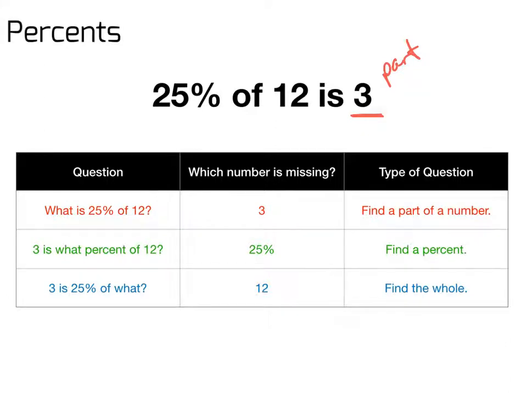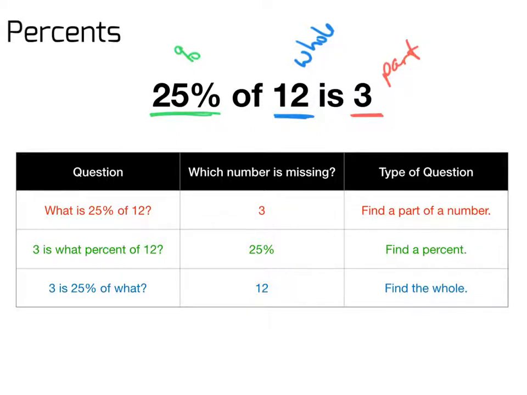The next question that could be asked is, 3 is what percent of 12? What you're trying to find is this: the question may look like 3 is what percent of 12? So this is your percent. And then the last question could be, 3 is 25% of what? So you're looking for this whole number. The whole number is the big number. 3 is 25% of 12. At any given time, one of those numbers could be missing.